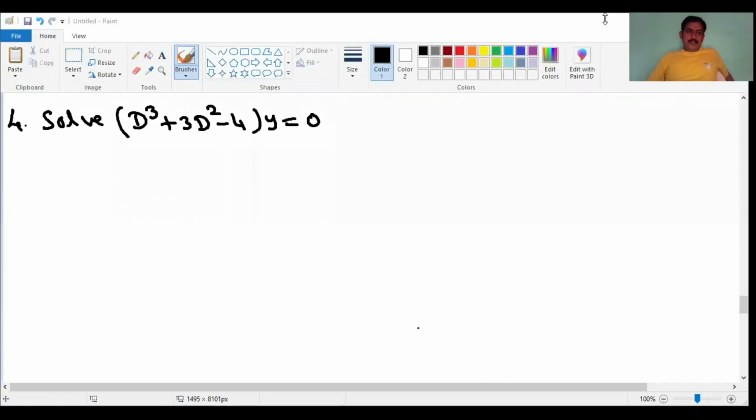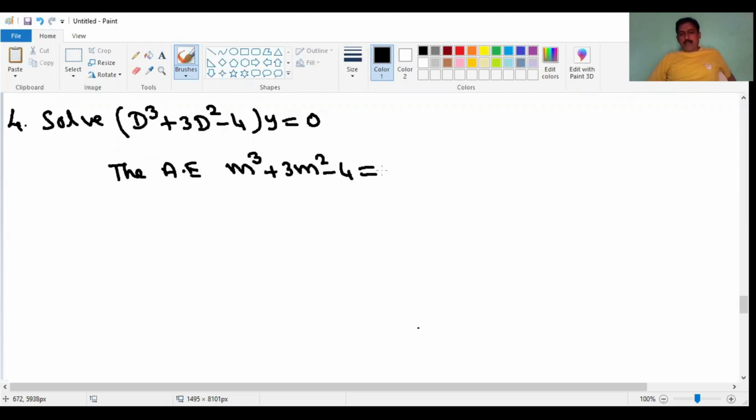The next problem is solve (D cube plus 3D square minus 4) y equal to 0. It is also in the form of a differential operator. We can write directly our auxiliary equation: m cube plus 3m square minus 4 equal to 0. In previous problems, if you observe, the m power was 2, so we got 2 roots. Now we have power 3, so we must have 3 roots for this equation.